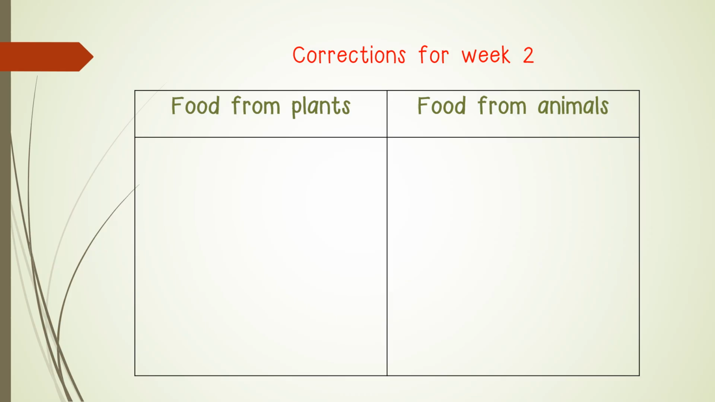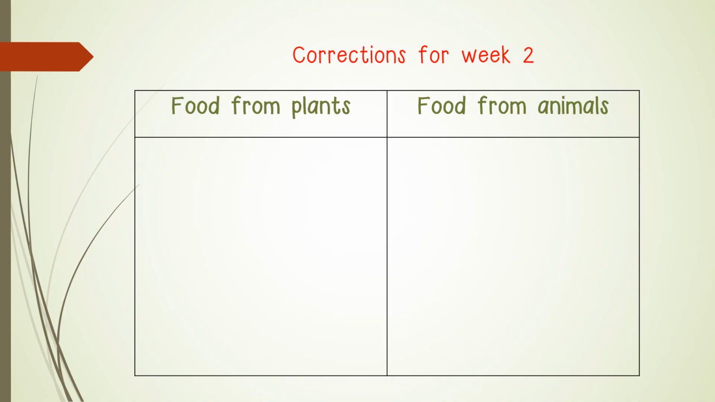So your first question was where you had to classify the food items either in the plants column or the animals column depending on where they came from. If you have the picture correct and you stuck it in the correct column, you will put a tick next to the picture. However, if you have the answer incorrect, you will put a cross next to the picture and you will take your pencil and you will write the food item under the correct column.